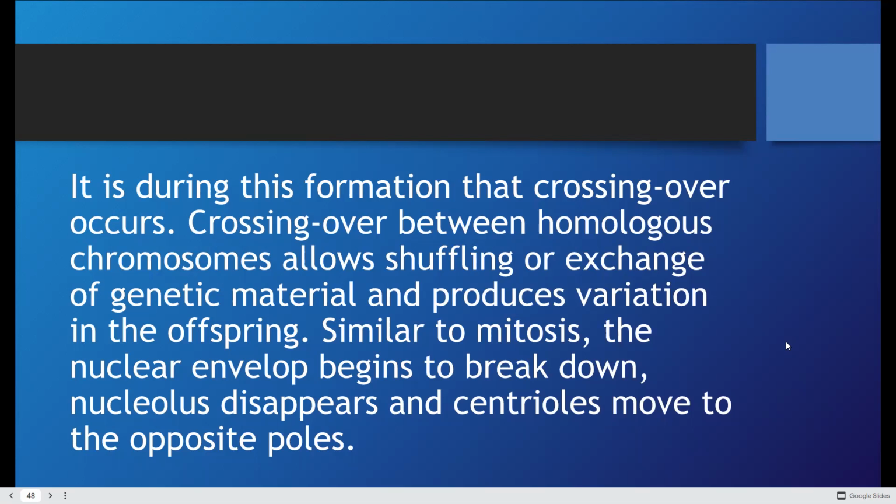Similar to mitosis, the nuclear envelope begins to break down, the nucleus disappears, and centrioles move to the opposite poles. Same with mitosis. But meiosis is different because we are now exchanging genetic characteristics from your parents. Okay?